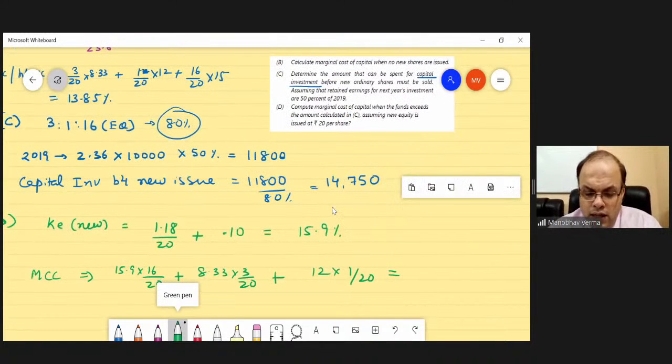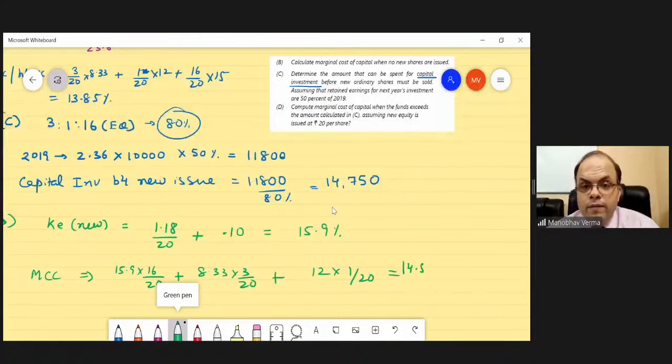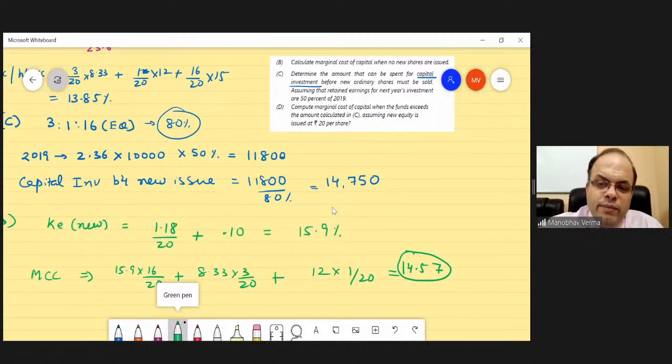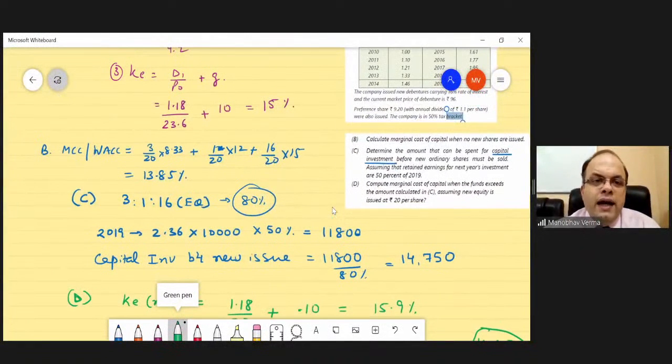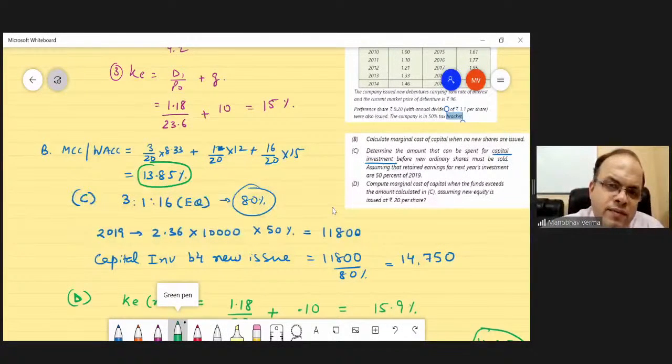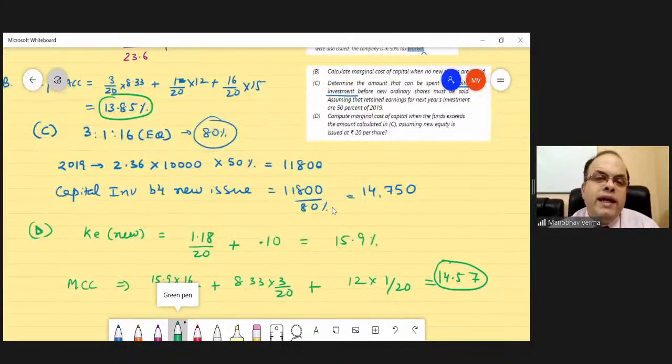Okay, so what is the answer, guys, in this one? Let me see if anyone has given that answer. 14.57% is what I'm getting from the majority of the students. 14.57. Now I want you to look at this. 14.57 is what you are telling me. And my earlier cost of capital was 13.85. Guys, did you see that increase? From 13.85, you went up to 14.57. Guys, making sense?